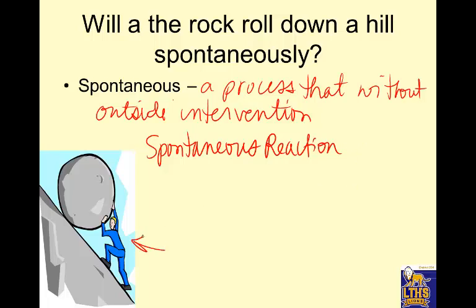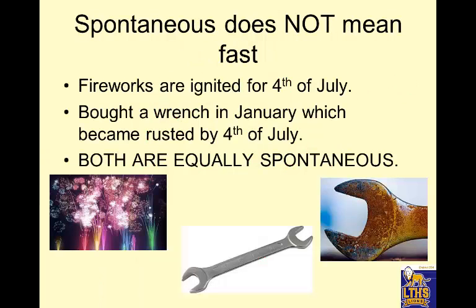Pushing up a hill is not spontaneous. Rolling down a hill is spontaneous. Now, don't get this confused. We've been talking about rate, but spontaneous doesn't necessarily mean fast. Fireworks are ignited for the 4th of July. I bought a wrench in January, which becomes rusted by the 4th of July. Both are equally spontaneous. This is the natural process, natural occurrence.